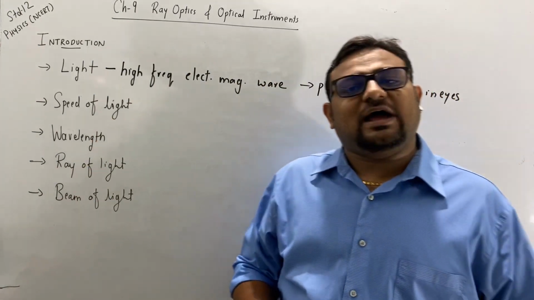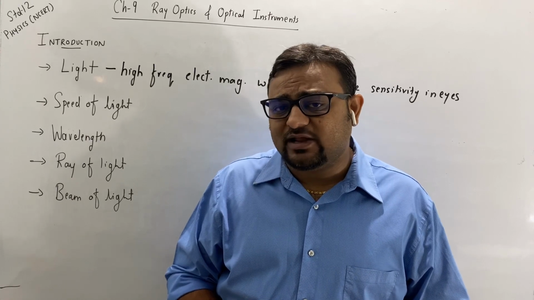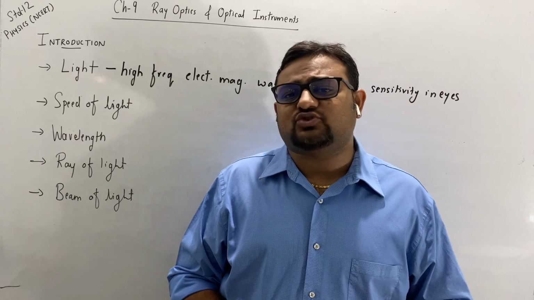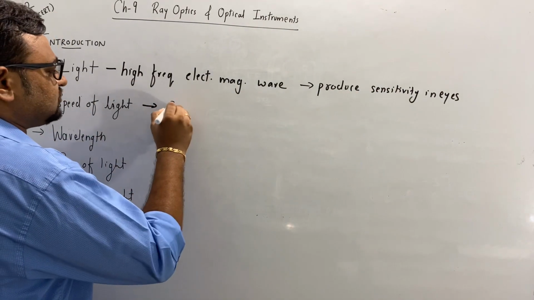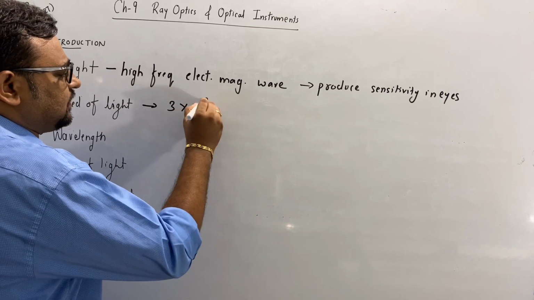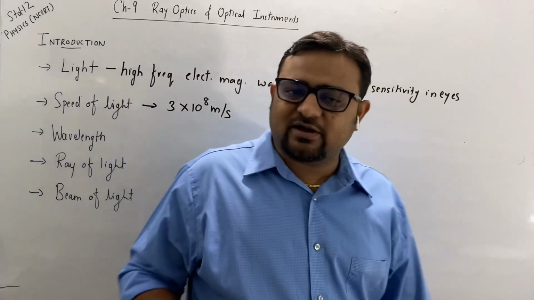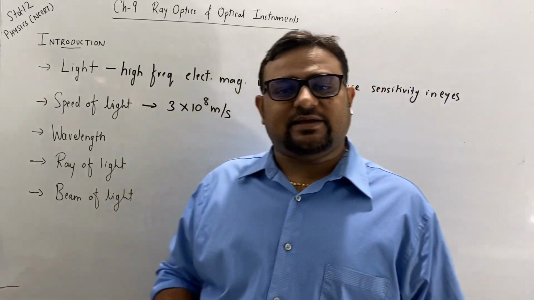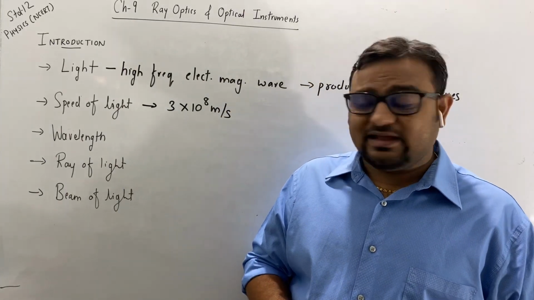Second, speed of light. Now, what is the speed of light? You take any electromagnetic wave, okay, its speed is 3 into 10 raised to 8 meter per second. So the speed of light is also 3 into 10 raised to 8 meter per second, or 3 into 10 raised to 5 kilometer per second. Okay, so this is the speed of light.